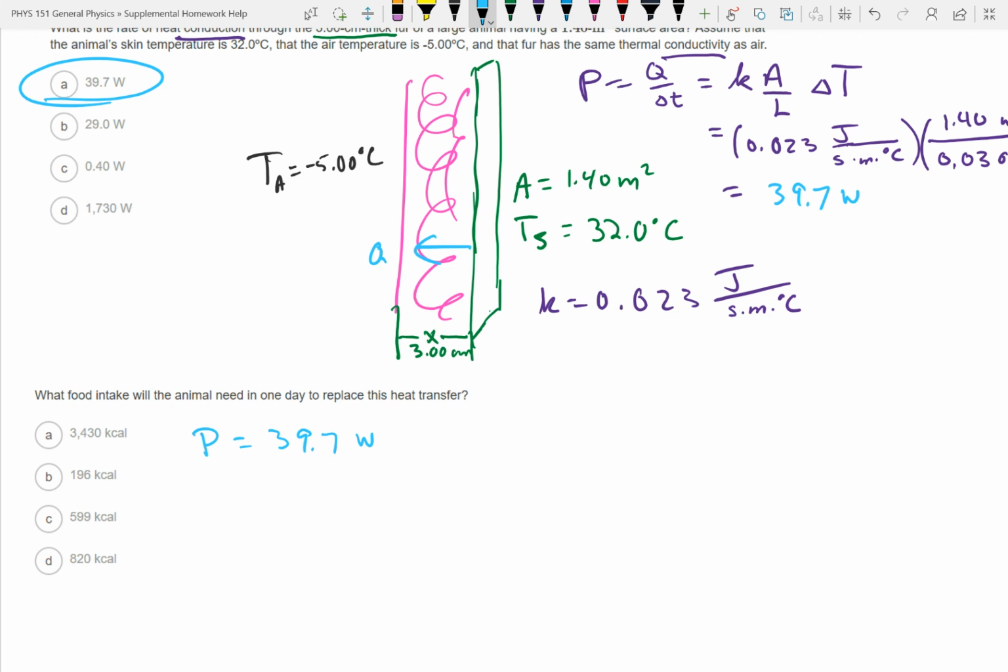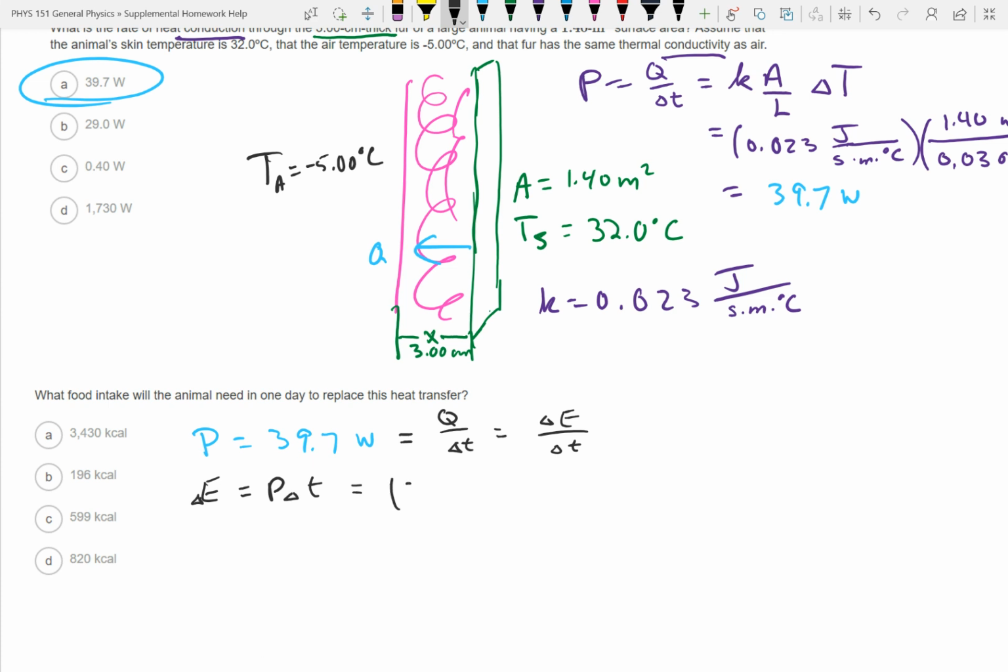So in one day, how much energy is it going to lose? That one is per second. Power is equal to the heat over time, or the rate that energy is transferred over time. 24 times 3600. So the energy is going to be the power multiplied by the time, which is what you just said.